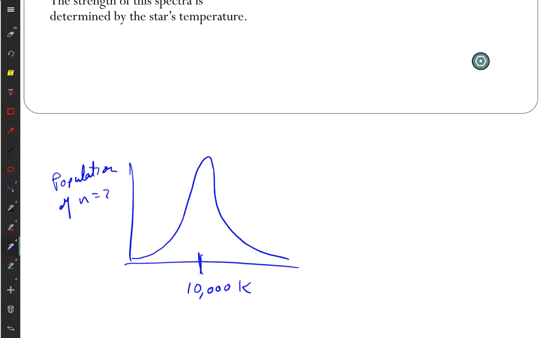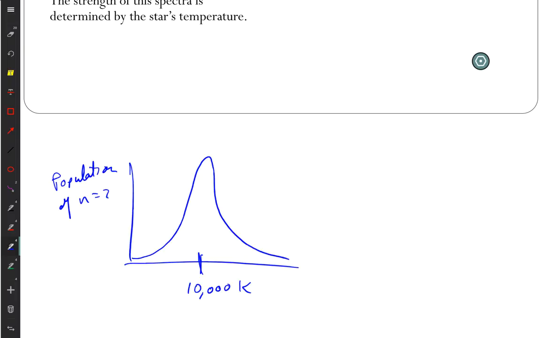What this means is we can look at the relative strength of absorption caused by hydrogen atoms with electrons in the n equals 2 state. And the stronger that relative absorption, compared to absorption from electrons in n equals 3 state or electrons in n equals 1 state, the closer it is to 10,000 kelvins. And so it gives us a way of determining the temperature.